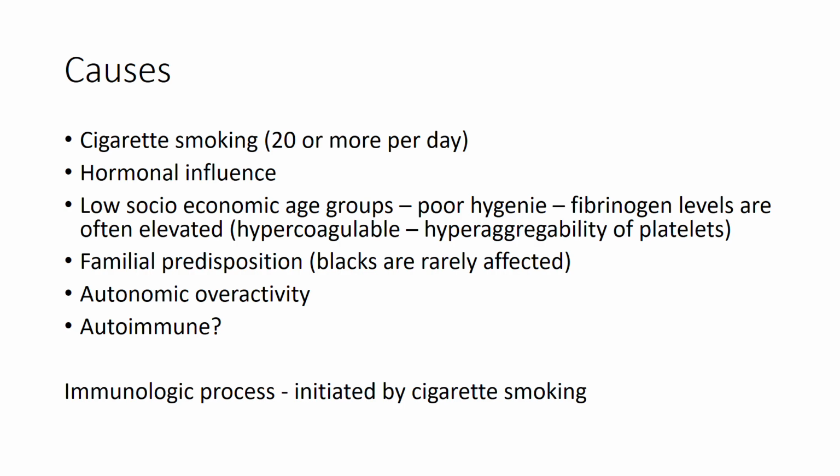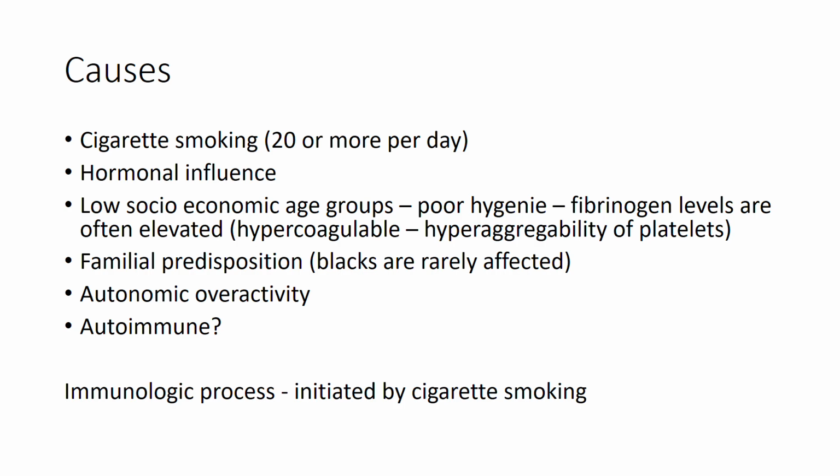Another one is the low socioeconomic age groups. Now, in these age groups, what we see is the hygiene levels are poor, and in their blood the fibrinogen levels are higher. Because of this, the blood has a hypercoagulable state, which leads to more aggregation or hyperaggregability of the platelets. There is a familial predisposition also, that is, genetics is also involved here. And if you see the race, again, as we saw, the Jews are more prone. And one more thing is the blacks are rarely affected.